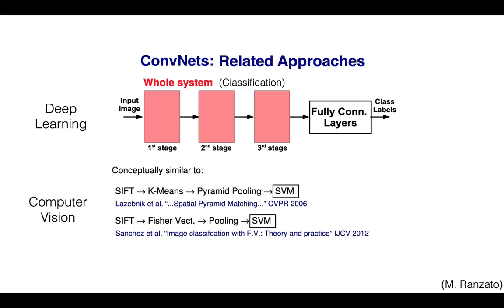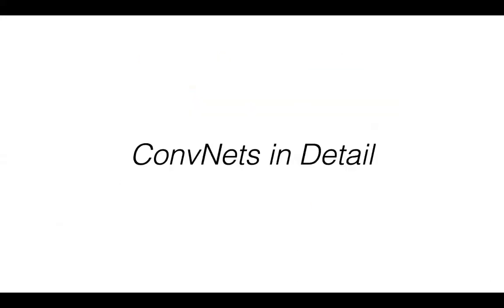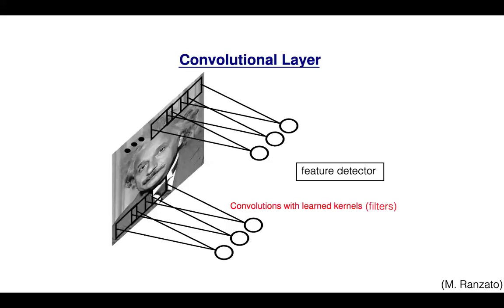And so we can view convolutional networks as an evolution, using machine learning, of the traditional vision techniques for image analysis, right? And then we are going to see that convolutional networks serve not only for analysis, but also for synthesis. So now we are going to discuss convolutional neural networks in detail. And we start with the convolutional layer.